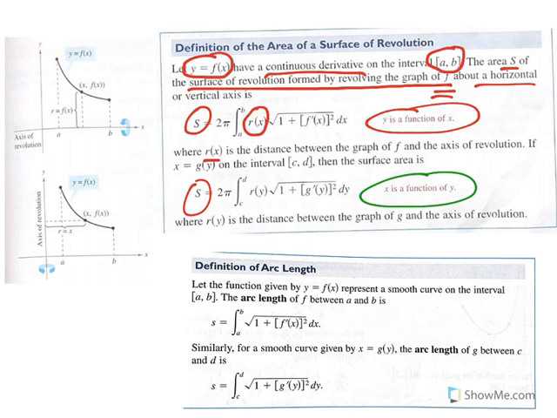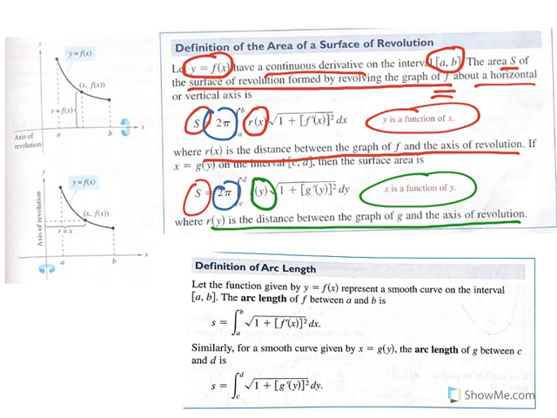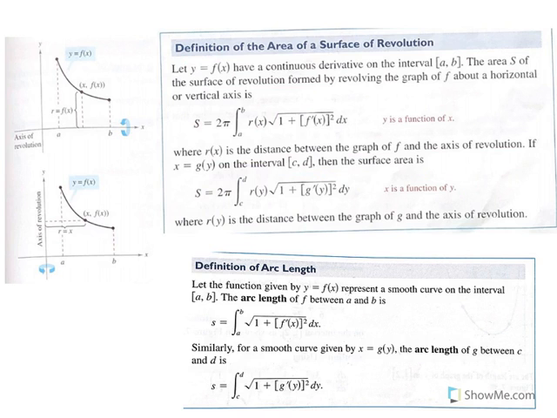In the first case, r of x is the distance between the graph of f and the axis of revolution. In the second case, r of y is the distance between the graph of f and the axis of revolution. In both of the formulas, you have the constant 2 pi, and you of course have this, which is coming from the definition of arc length.